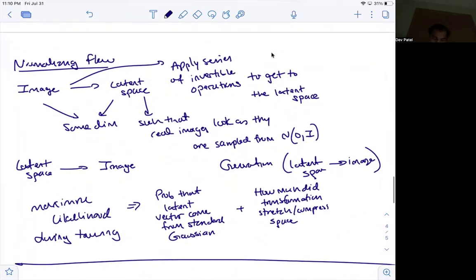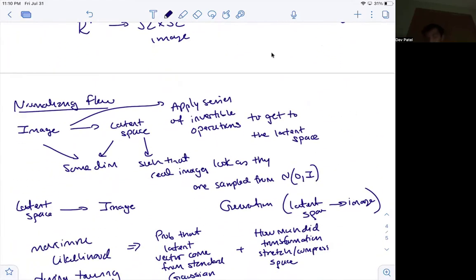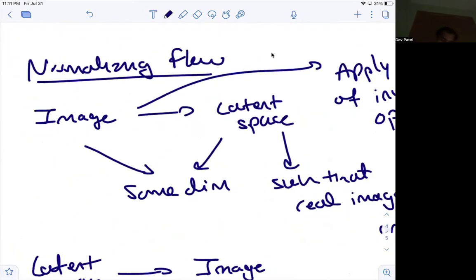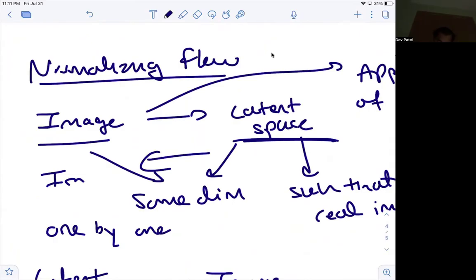With normalizing flow, we go from image to latent space. Again, these are all neural nets. Image to latent space has to have the same number of dimensions because these transformations have to be invertible. So we go from the image, and we do these transformations step by step. All of these transformations have to be invertible, so we should be able to go back from image to latent space and from latent space directly back to an image. So it's a one-to-one mapping, and this only occurs when both the dimensions are the same.